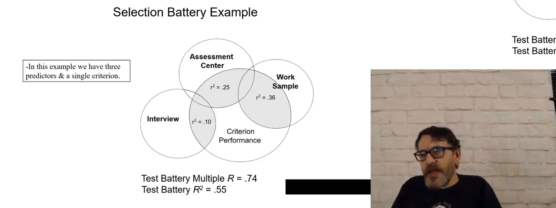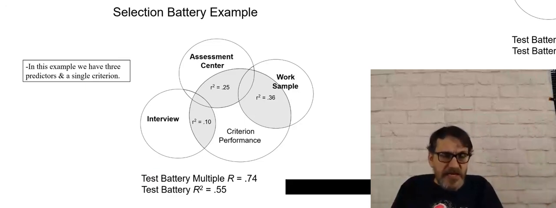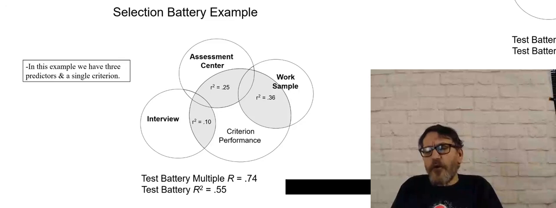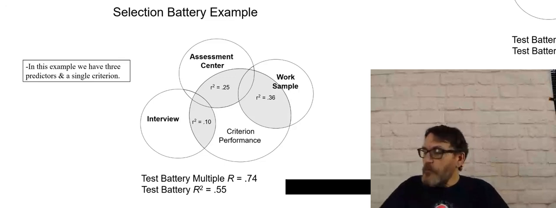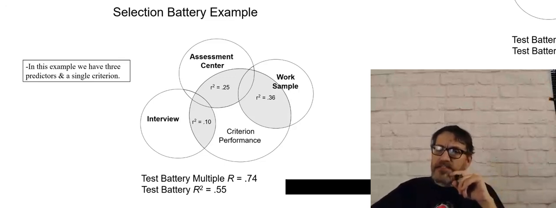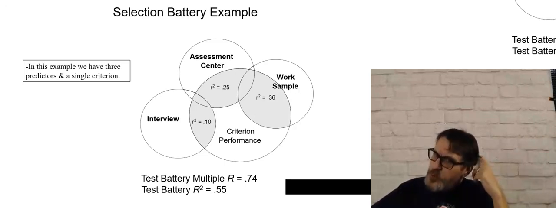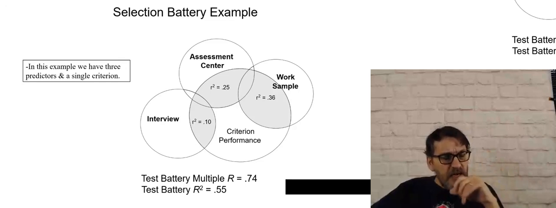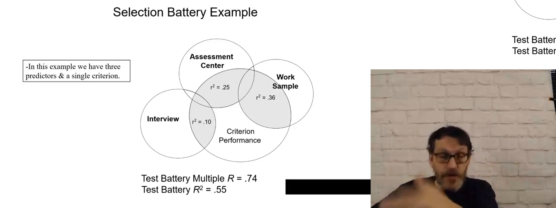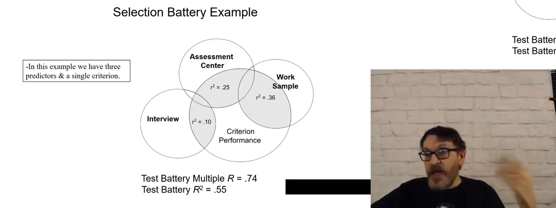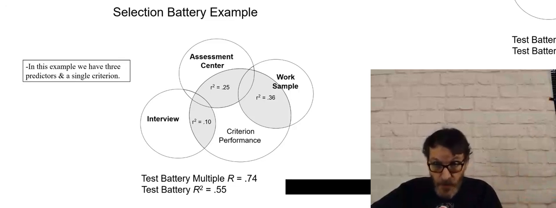But what you can see is that because some of the things being predicted overlap, if you put these three together into a selection battery, you get a multiple R squared, big R squared, of 0.55. So it's 55% if we put it together. And by definition, if I add another predictor or test to this battery, then that 0.55 will go up.